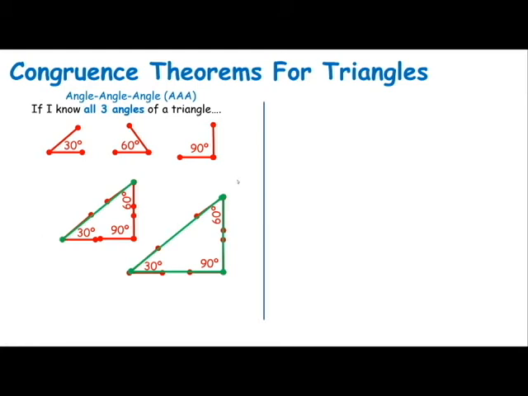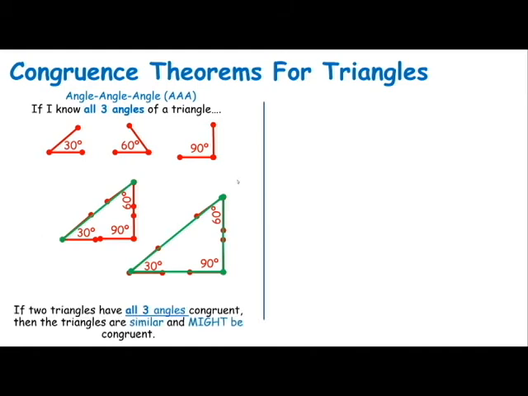Do you remember the name for shapes that have all angles congruent and all sides proportional? Those are similar. If I know all the angles, these two triangles will definitely be similar triangles, but I don't have enough information to determine if they are congruent or not. I need at least one side to make that determination. The angle-angle-angle theorem proves similarity. It does not prove congruence. And then there's one more.